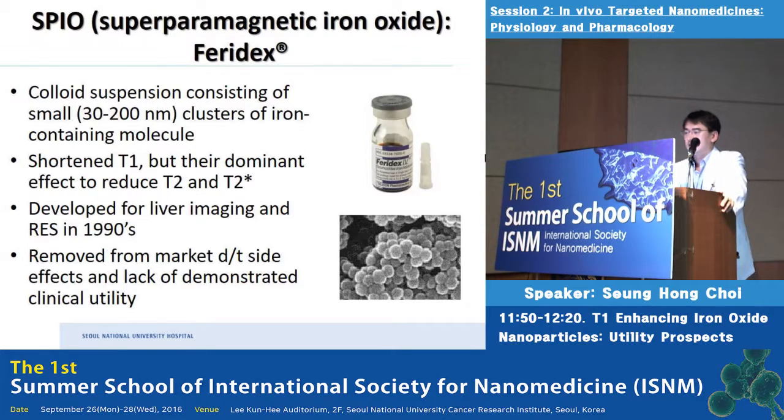Actually, this agent is Feridex, that is SPIO. The commercial name is Feridex, superparamagnetic iron oxide. This agent is a colloidal suspension, which consists of small clusters of iron-containing molecules. It has a magnetic property to reduce T1 as well as T2 and T2 star.